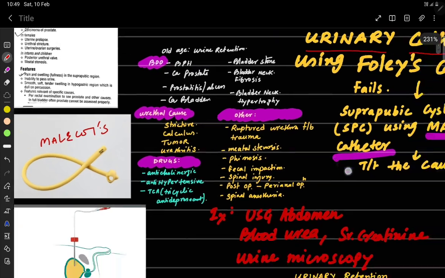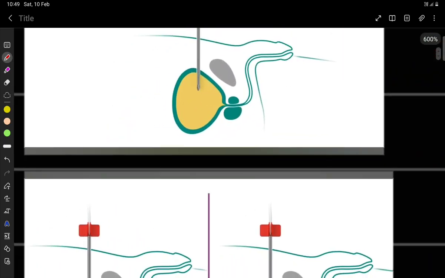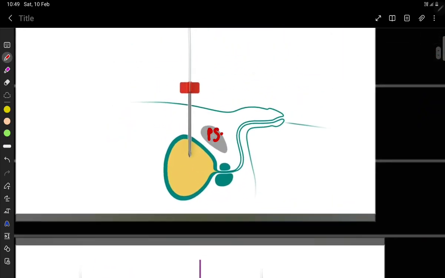This is the Malcott's catheter. For suprapubic catheterization, this is the pubic symphysis. Foley's catheterization via this route is not possible, maybe due to a urethral stricture, a urethral stone, or an injury at these positions. That's why Foley's catheterization is not possible, and now you should go for suprapubic catheterization.